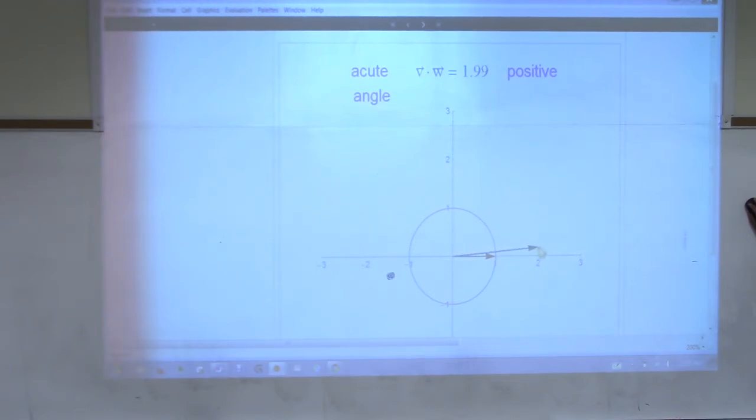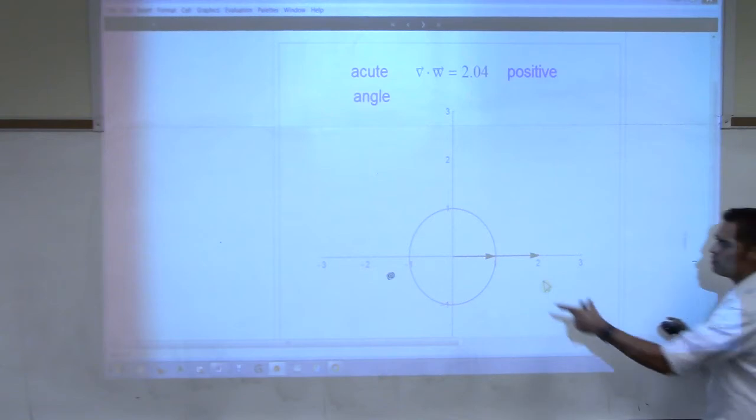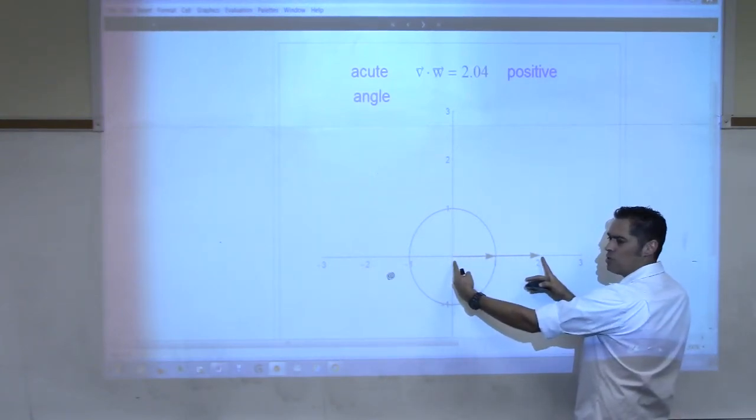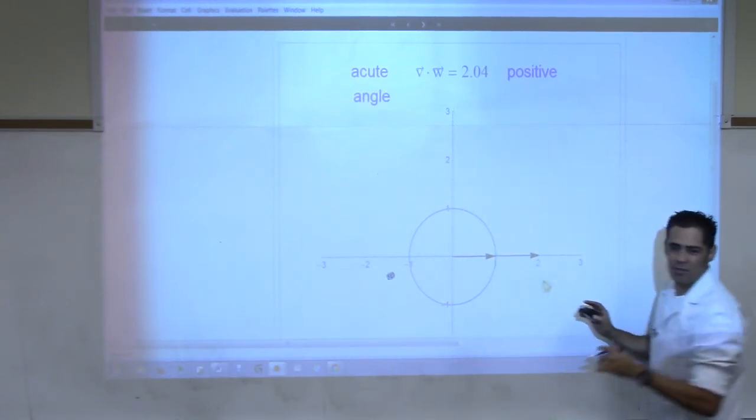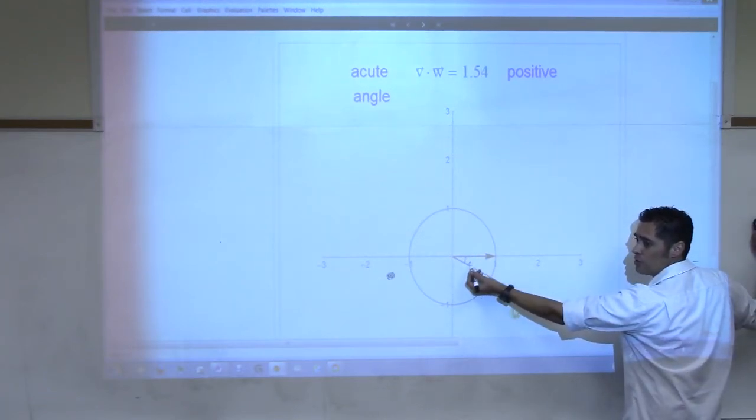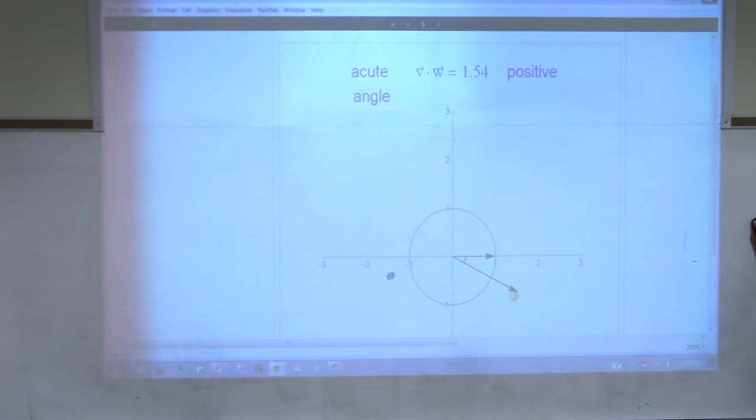Down here, this number should be the length of the first one times the length of the second one. The length of this one's 1, the length of this one's 2, multiply those, we're getting about 2, right? What happens if I drag this one down? Is it going to be positive still, or negative? What do you think? Positive. Still positive, because the angle between them is acute. It's so cute, isn't it? And then we go over here, and we get a negative dot product once we're here.